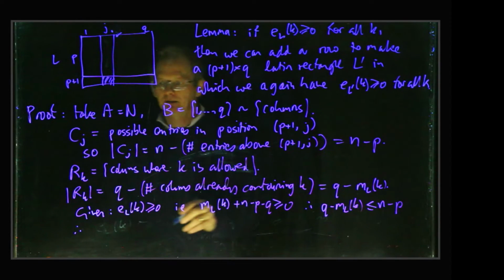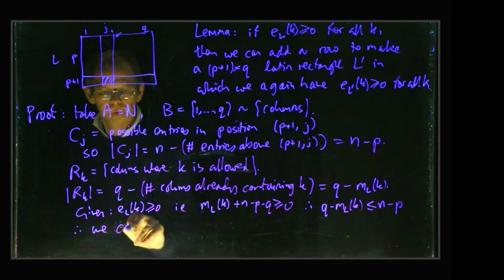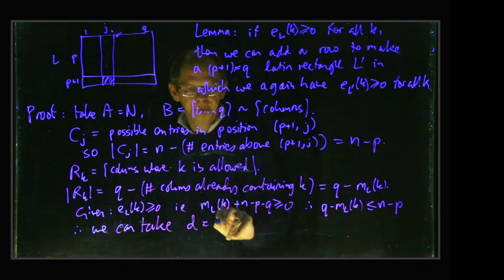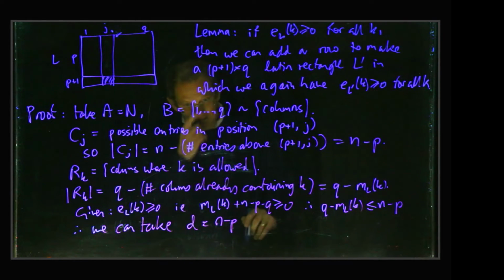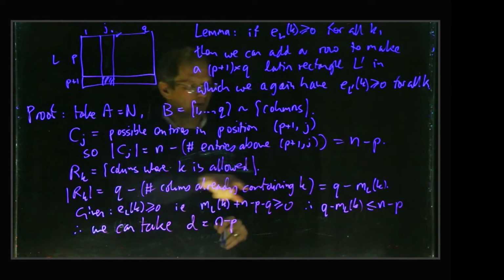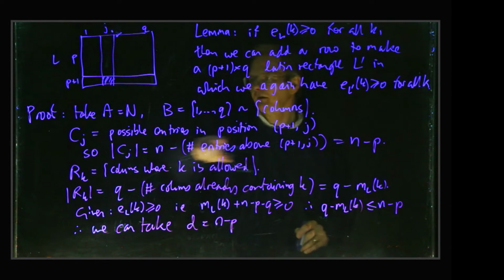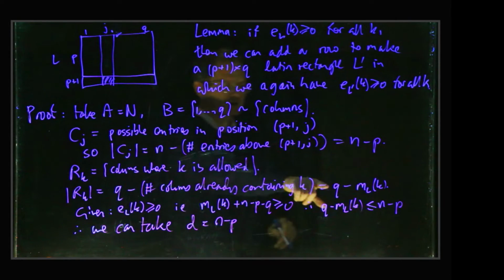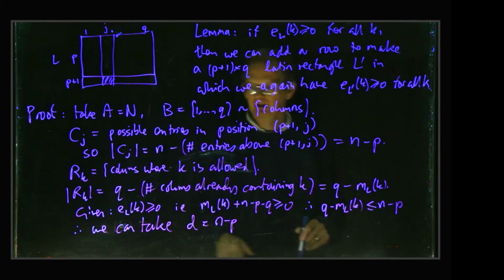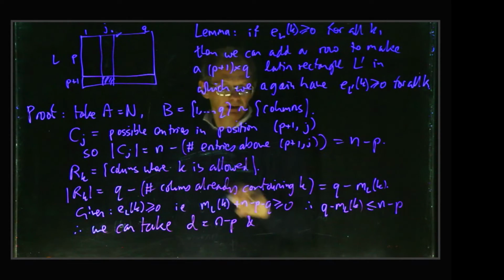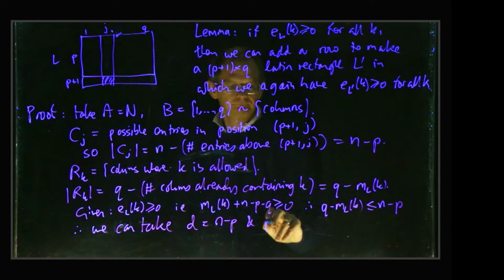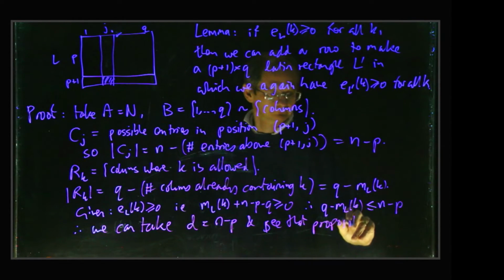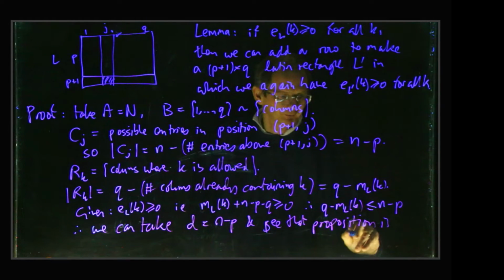But anyway, we see that the condition, we can take d to be n minus p, and so we've seen here that the column sets Cj have size precisely d, and these row sets Rk have size q minus MLK, which is less than or equal to d, and we see that the proposition is applicable.